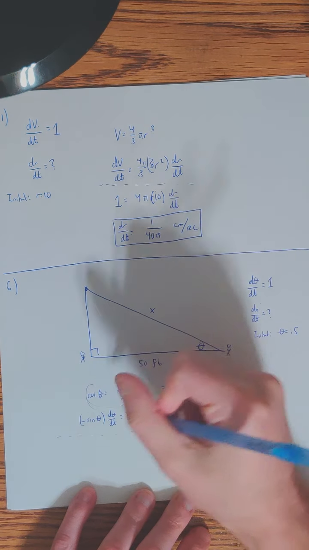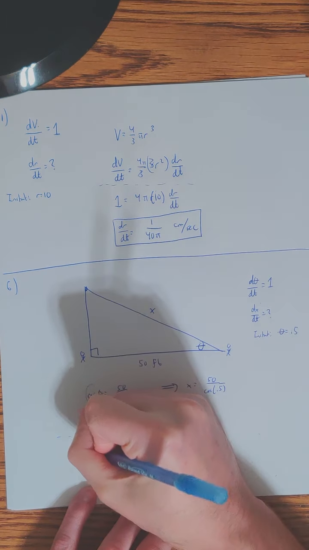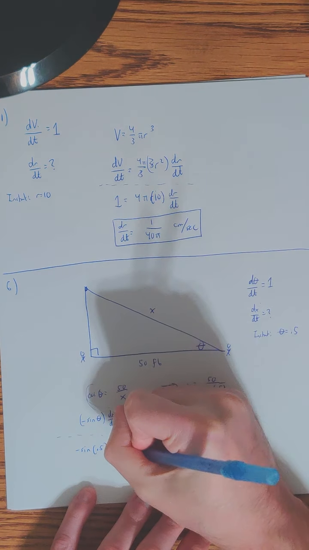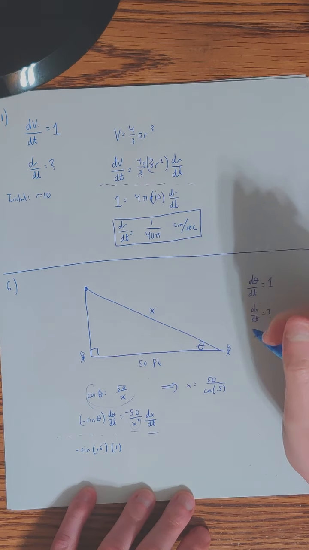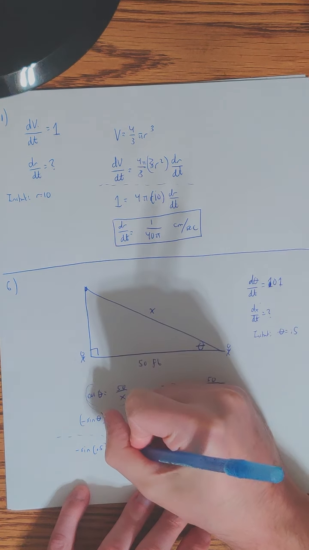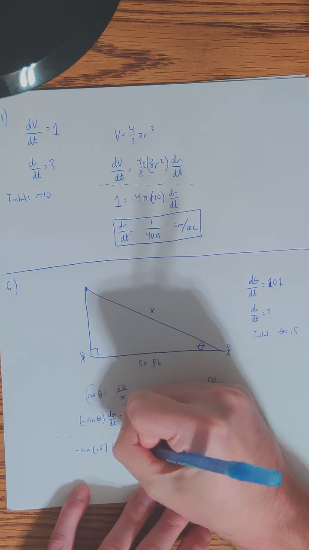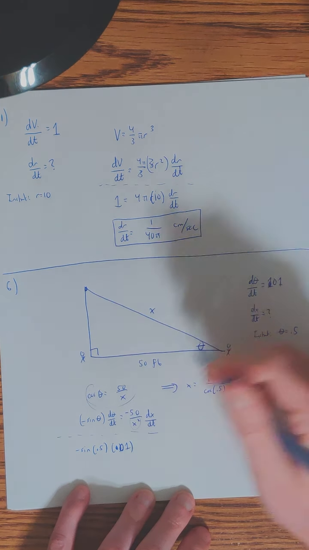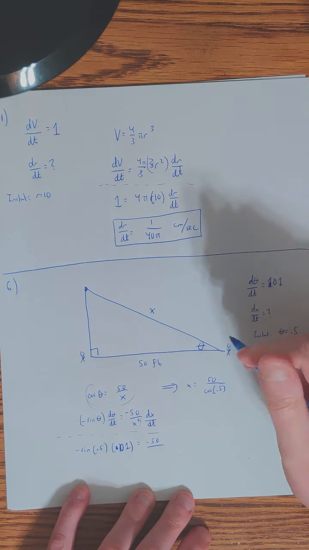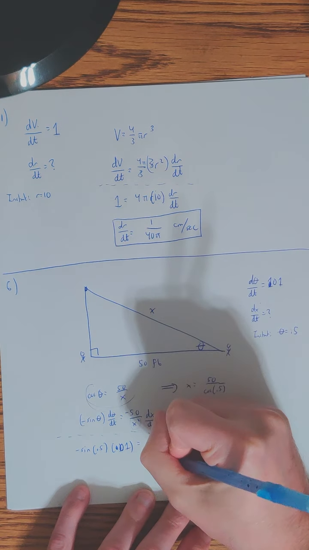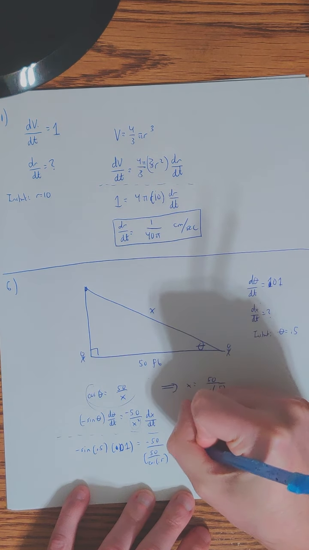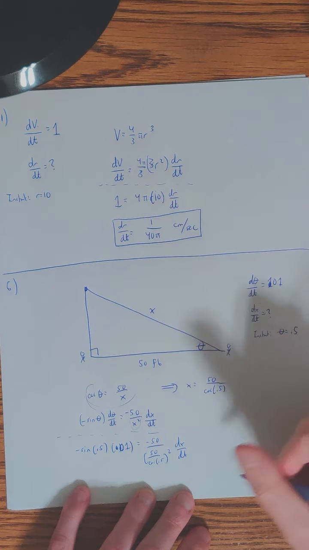So now I can plug in everything that I have. So this is negative sine of theta, which is 0.5, d theta/dt is 1, 0.01, I'm sorry, 0.01. Gotta learn how to read. Negative 50 over, this would be x squared. This would be 50 over cosine of 0.5, squared, times dx/dt.